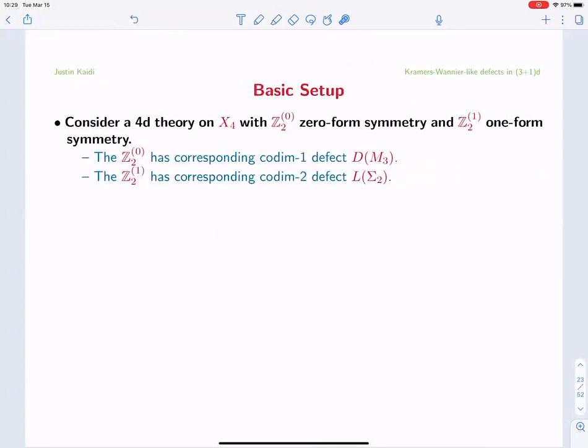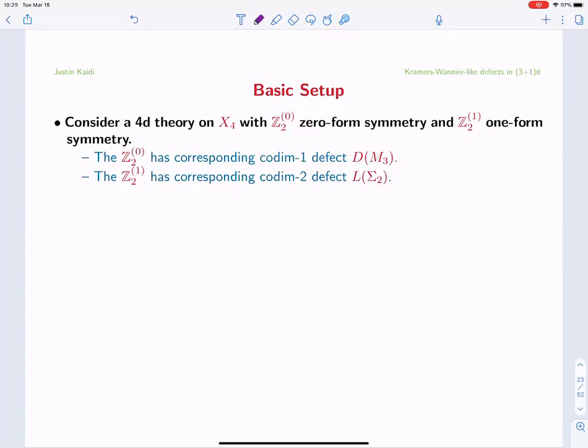So first, the setup. I'm going to consider a 4D theory on a 4-manifold X4. Now, technically, I'll take X4 to be spin. That will be important for some reasons, but I probably won't discuss it again. So if you're curious, please ask at some point. So I have a 4D theory on some manifold X4, and I have a Z2 zero-form symmetry and a Z2 one-form symmetry.